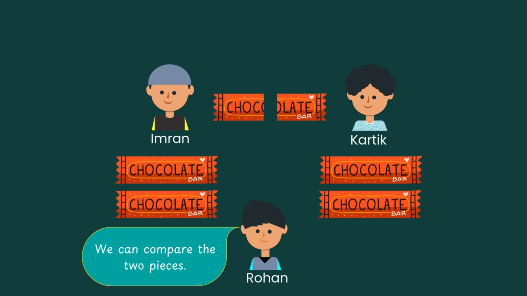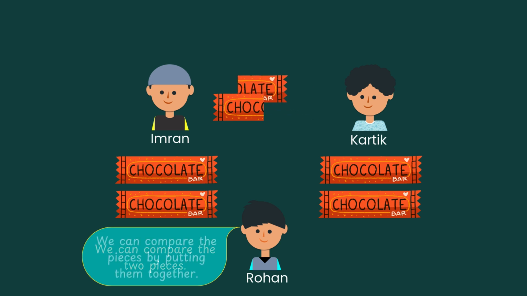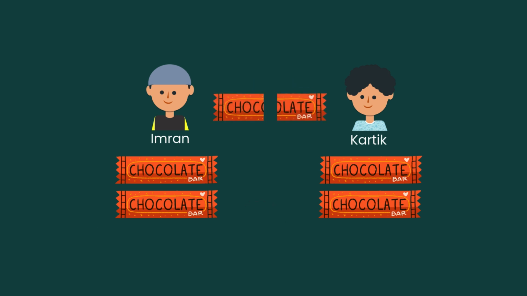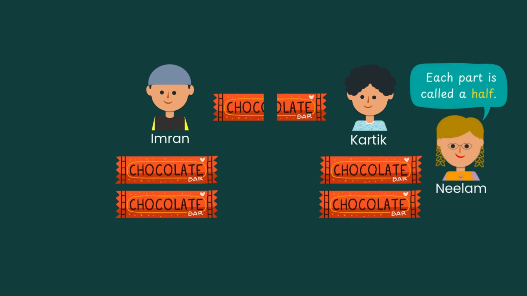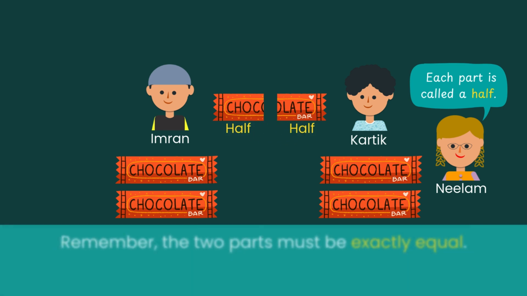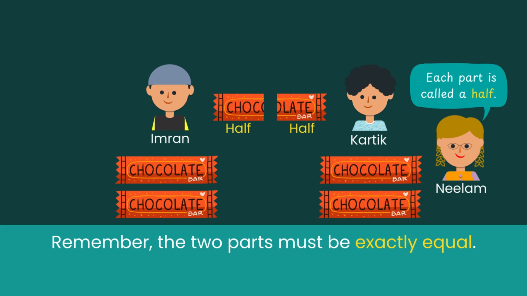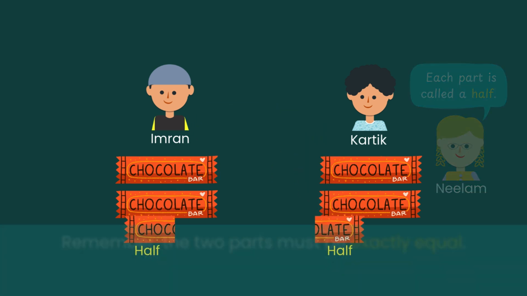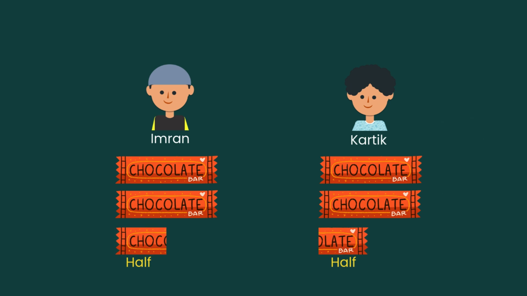Great idea. We can put 1 piece over the other. If they exactly overlap, then they are equal. Now, we have 2 equal parts. So, when we divide something into 2 equal parts, what do we call each part? Any guesses? Yes. When something is divided into 2 equal parts, each part is called a half. Remember, the 2 parts must be exactly equal. So, Imran and Kartik each get 2½ chocolate bars.